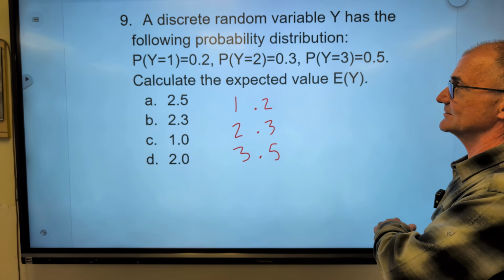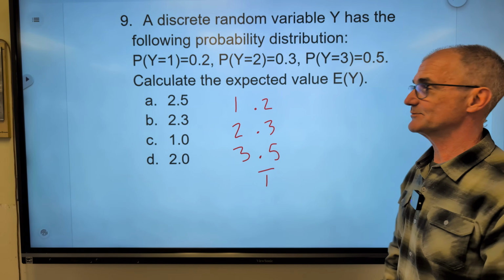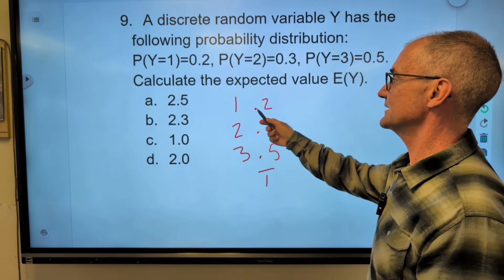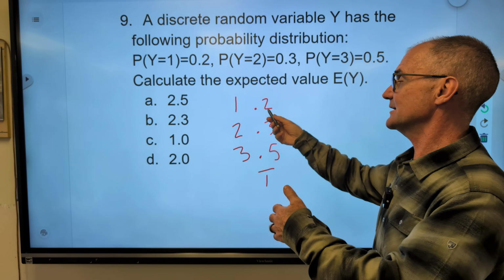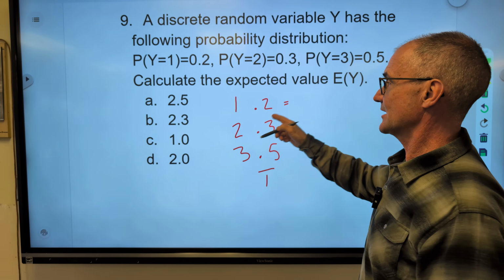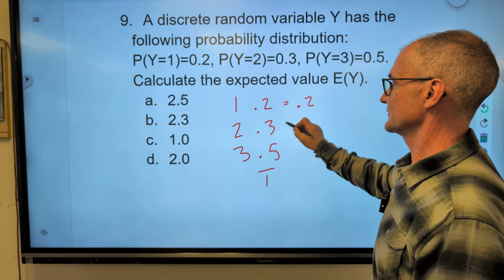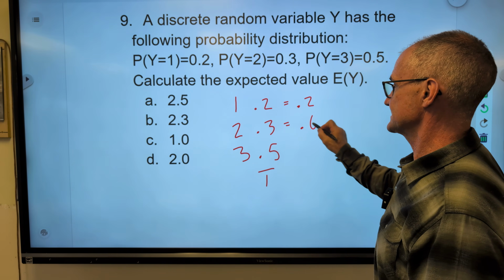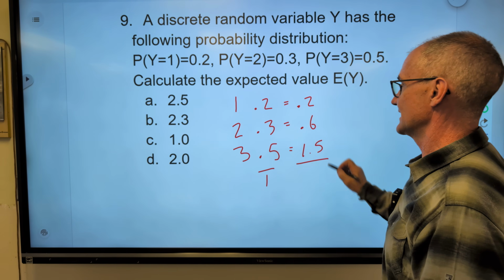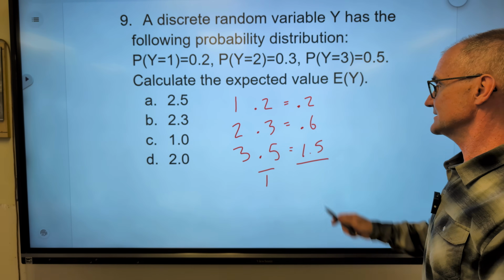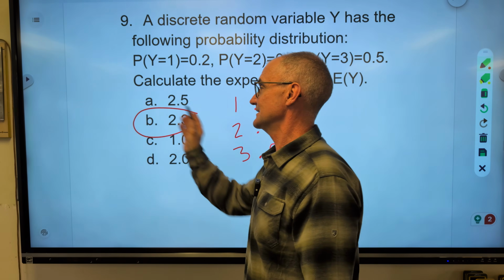Calculate the expected value. So first off, I do note that these are all possible probabilities because it adds up to 1. The event itself, the payout, is going to be what it is, times the probability of it. So 1 times 0.2 is 0.2. 2 times 0.3 is 0.6. 3 times 0.5 is 1.5. I sum them to get 2.3. Correct answer, answer B right here.